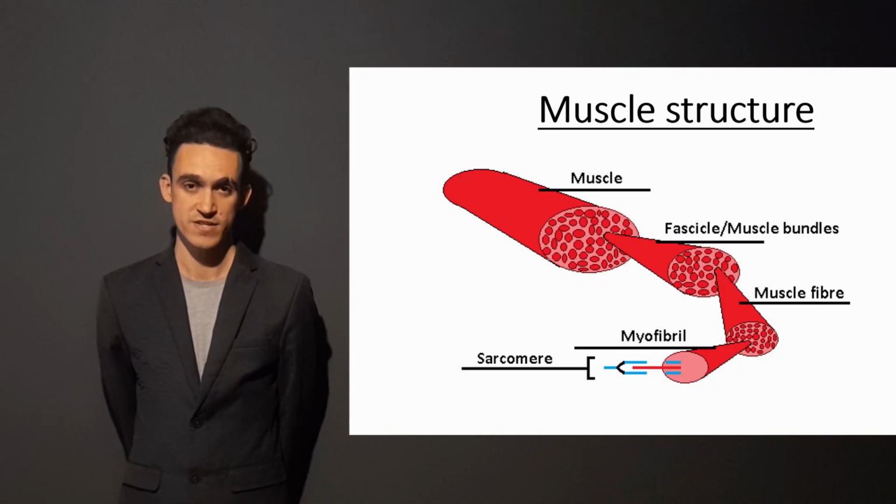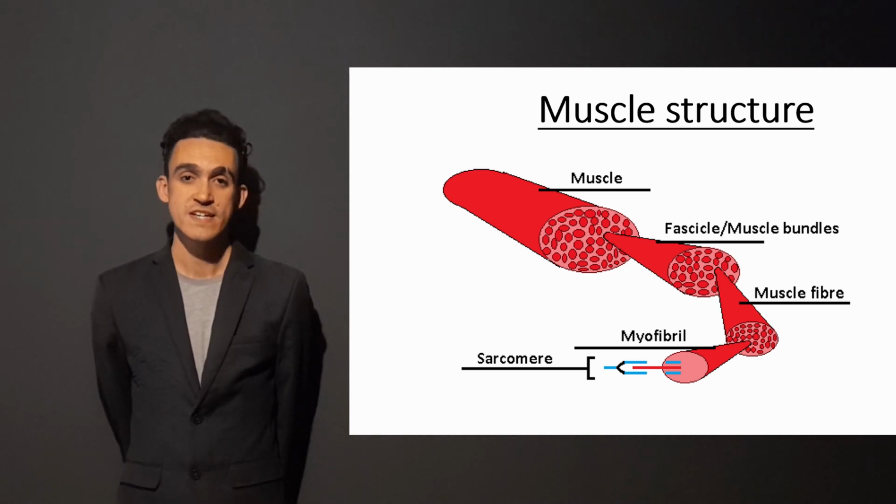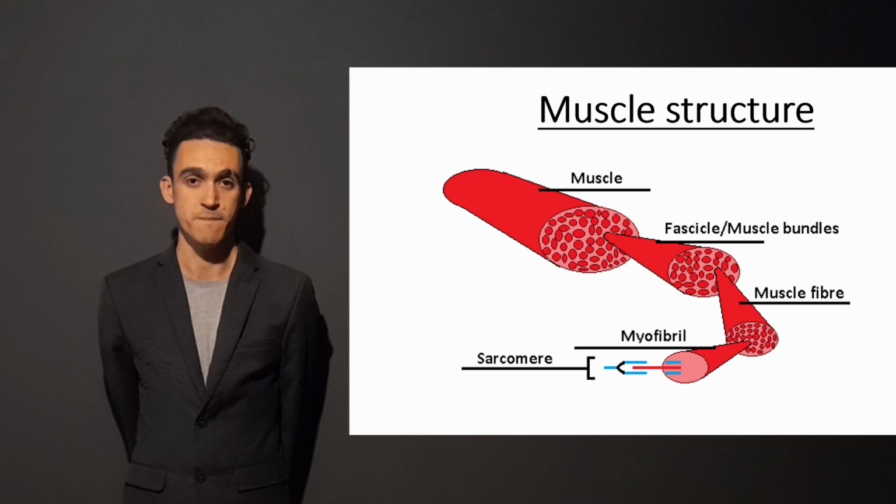But before we can start with the process, we first have to take a look at some anatomy. So first we're going to start off to look at the muscle structure. If we look at the picture here, we'll see that muscle consists of fascicles, also known as muscle bundles.